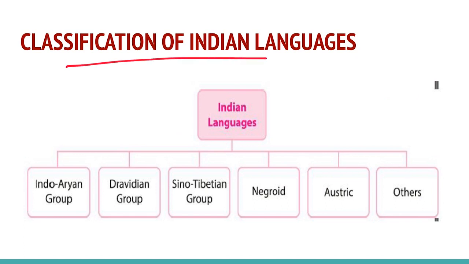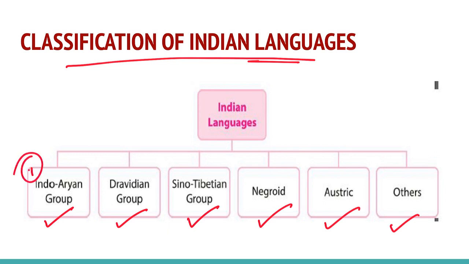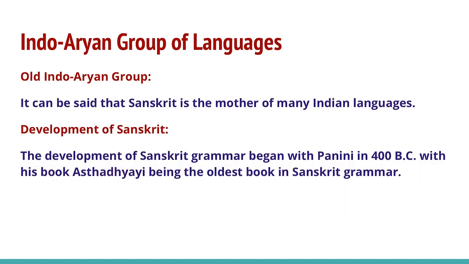Now let's classify Indian languages. Indian languages are classified into 6 types. They are the Indo-Aryan group, Dravidian group, Sino-Tibetan group, Negroid, Austric and others. And among these, in this session, we'll study specifically the Indo-Aryan group and the Dravidian group. Indo-Aryan group of languages.